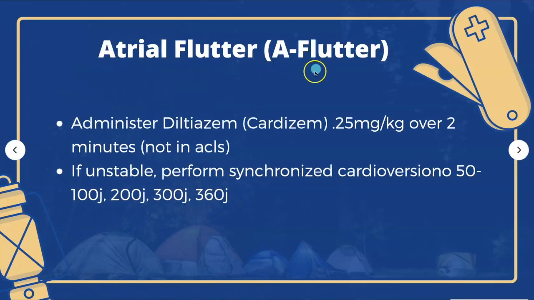For atrial flutter, again, this shouldn't be on the ACLS, but here it is anyway. You're going to administer Cardizem 0.25 milligrams per kilogram over 2 minutes. If they're unstable, you would perform synchronized cardioversion. This is a typo here, 50 to 100, 200, 300, and then 360.